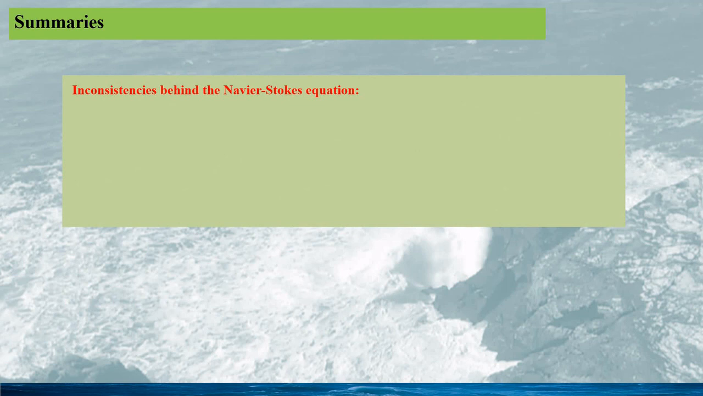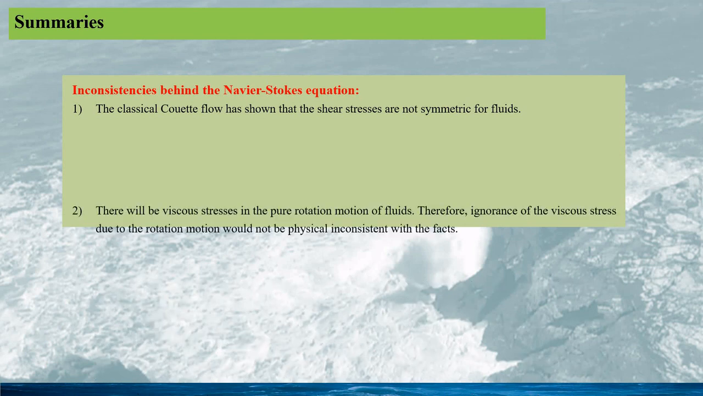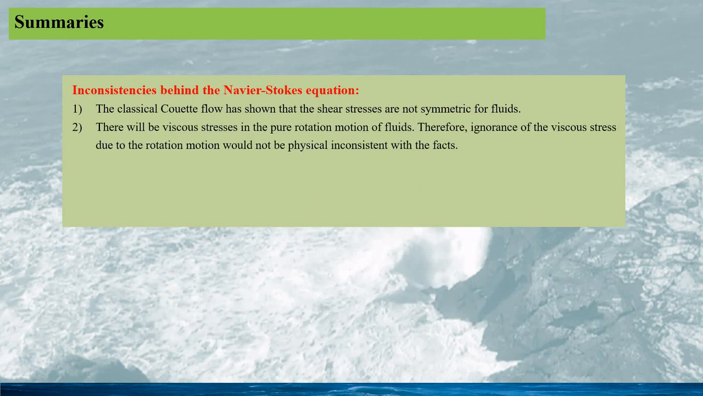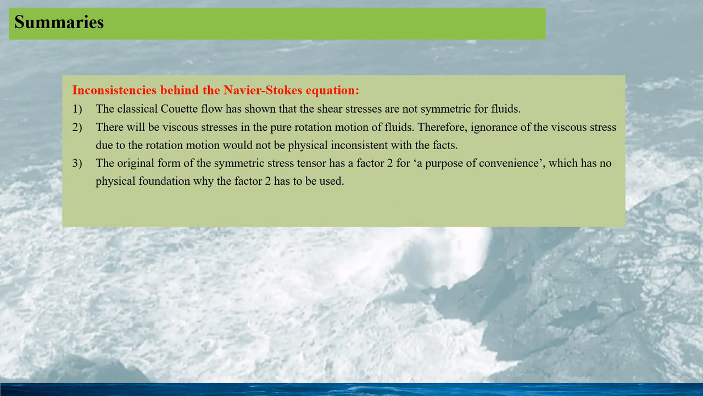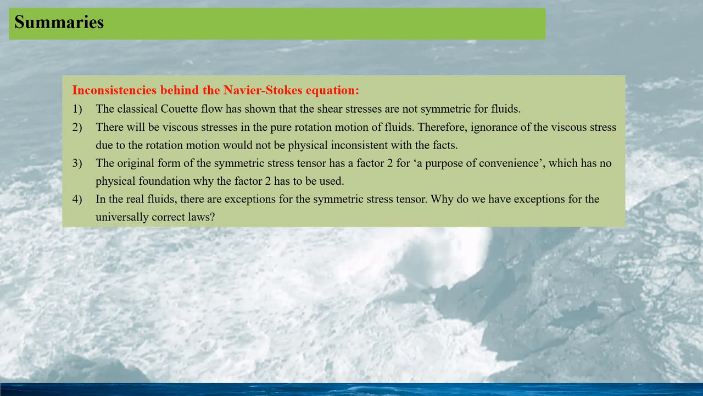In this slide, the summaries would be given. The classic Couette Flow has shown that the shear stresses can be asymmetric for fluids. There will be viscous stresses in the pure rotation motion of fluids. Therefore, ignorance of the viscous stress due to the rotation motion would not be physically consistent with the facts. The original form of the symmetric stress tensor has a factor 2, which has no physical significance or foundation. In the real fluids, there are exceptions for the symmetric stress tensor. Why have such exceptions for the universal correct law?